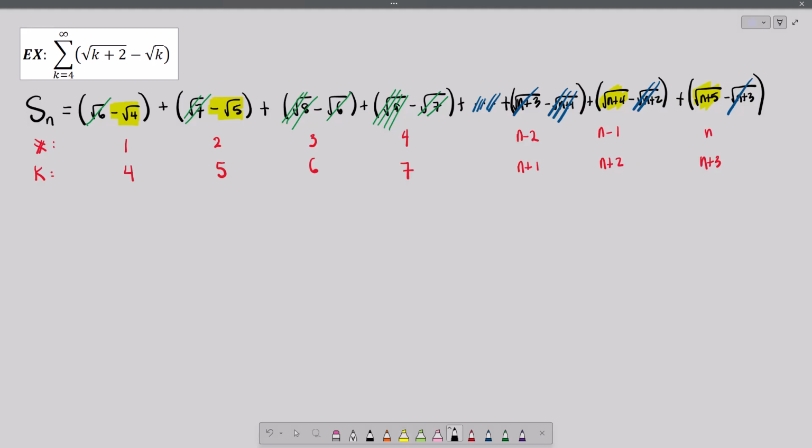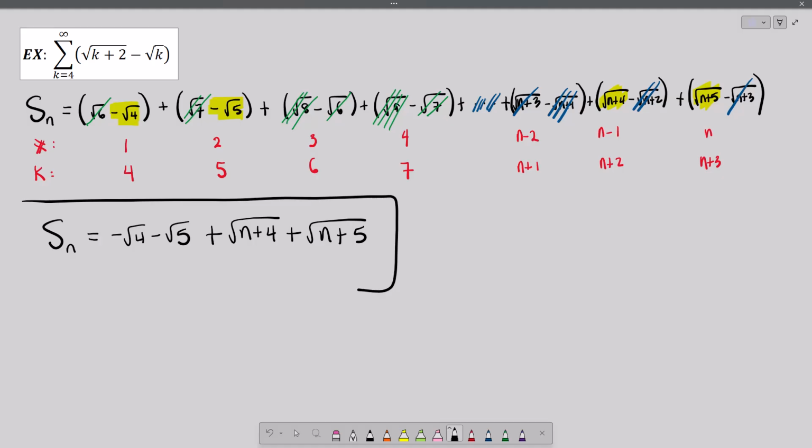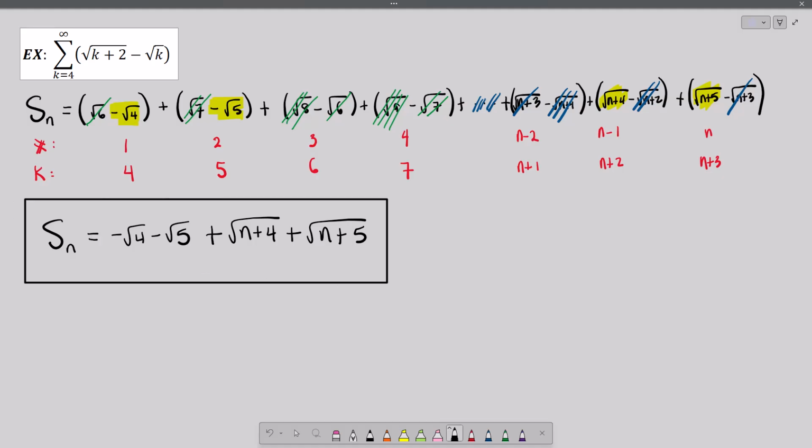So we now have a closed form, or a formula, for S of n. So there is our formula for S of n. We can write the square root of 4 as 2, of course. So that is our S of n.